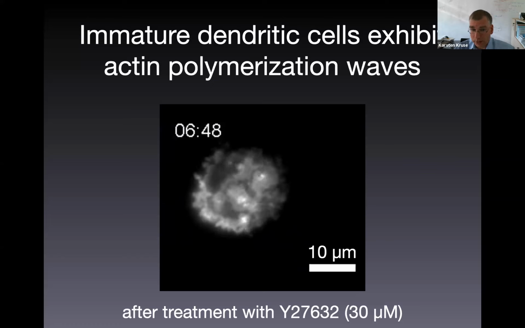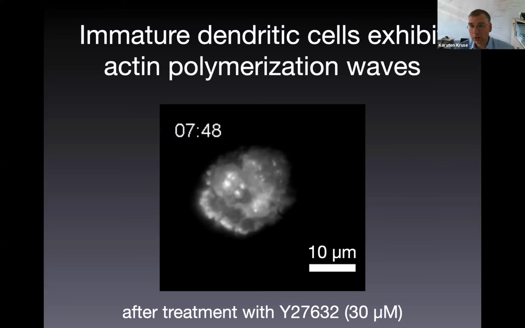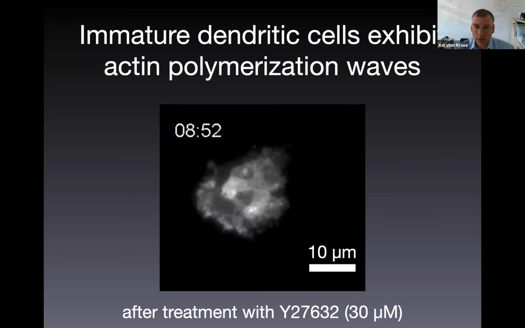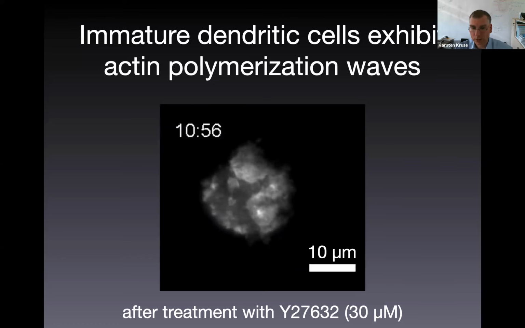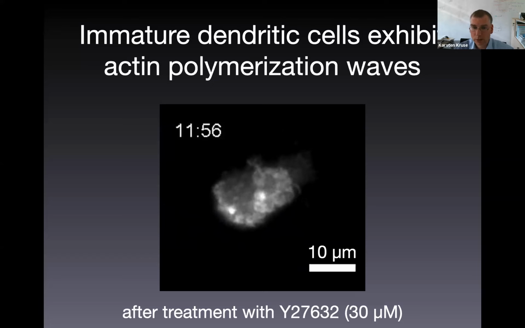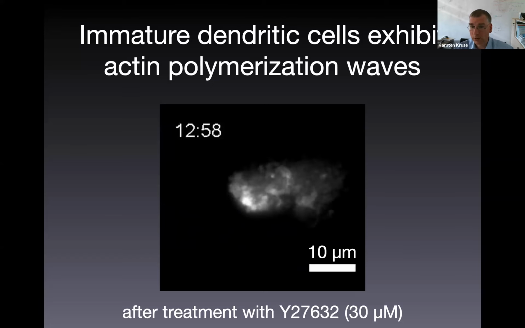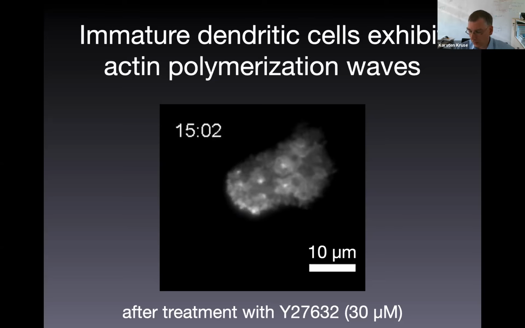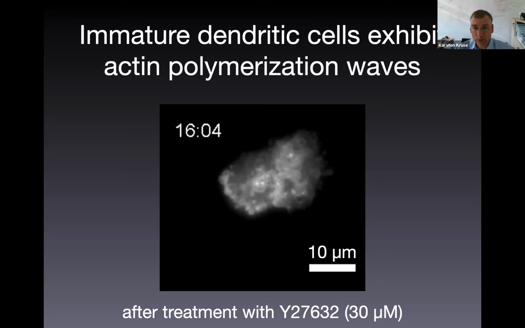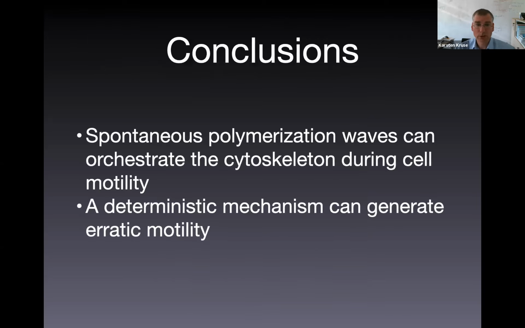And so this is something we are currently working on, how to couple the dynamics in the presence of molecular motors with the dynamics that we have looked at so far, and to see how this then couples together and whether this can give us quantitative agreement between our simulations and what was found in the experiments. And with this, I want to finish and just conclude quickly that spontaneous polymerization waves can orchestrate the cytoskeleton during cell motility. This is what our calculations suggest.